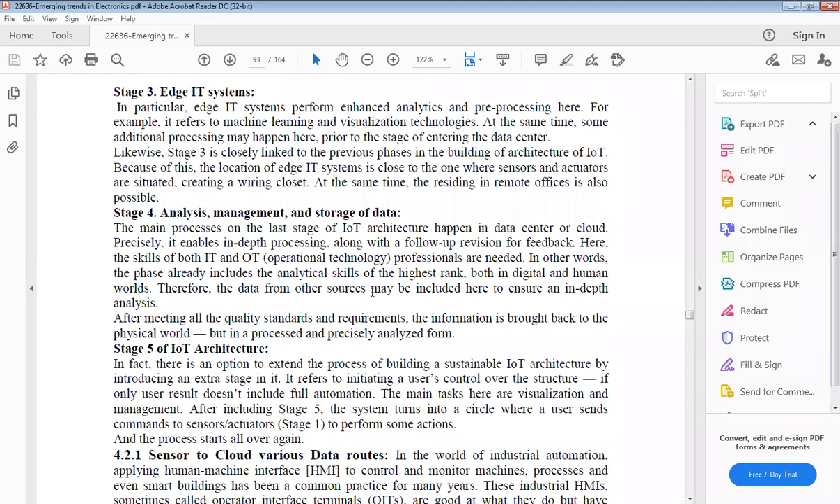Suppose that sensors are collecting data from the physical environment, data is stored in the cloud, and a predefined program will be there; according to that, actuators will take the action. But you can include Stage number 5, so that a human can intervene in the system. He can send commands to the sensors and actuators for performing some actions. So Stage number 5 is optional. It is not compulsory every time. So these are the 4 stages, and the 5th extra stage of IoT is there.